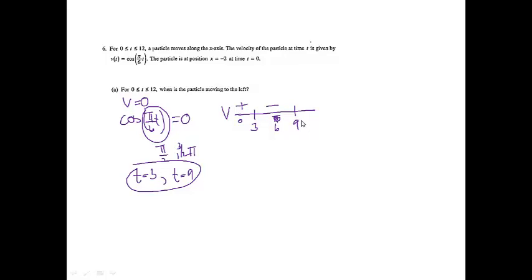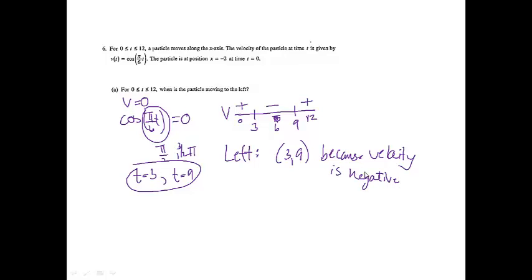And then if I pick a number bigger than 9, so let's say I pick 12, pi over 6 times 12 is 2 pi, so the cosine of 2 pi is 1, so that is also a positive value. So it is asking me when the particle moves to the left. I'm going to say the particle moves to the left on the interval from 3 to 9, and that is because velocity is negative, and we definitely needed to know our unit circle on this one, I suppose.